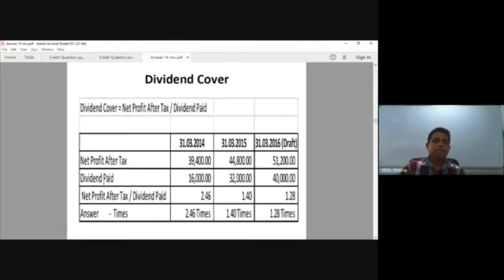Then dividend cover, how do you calculate the dividend cover? You have to take the net profit after tax, divided by dividend paid. Then from the net profit, you covered the dividend 2.46 times, 1.44 times, 1.28 times. Right? This is how you calculate the dividend cover ratio.